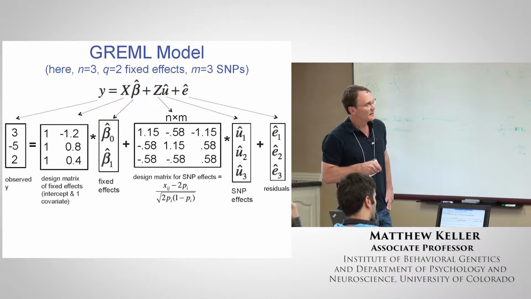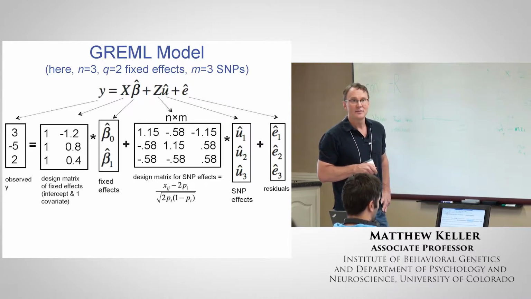Z is going to be the N by M design matrix of SNP scores. Right? There's N individuals and there's M scores. Usually this is tens of thousands and this is potentially millions. Right? It'd be hard to put that on a slide.